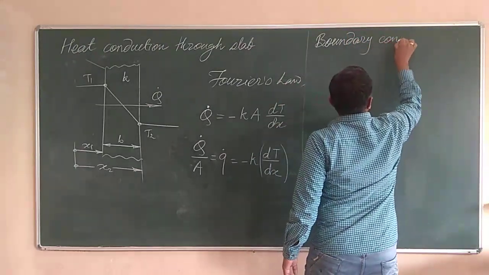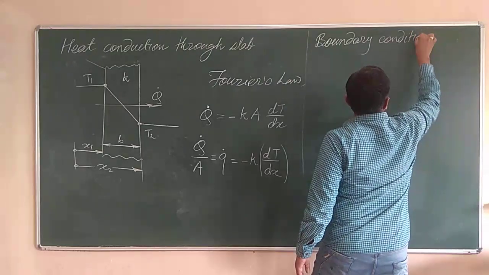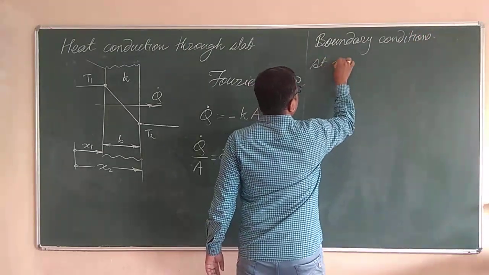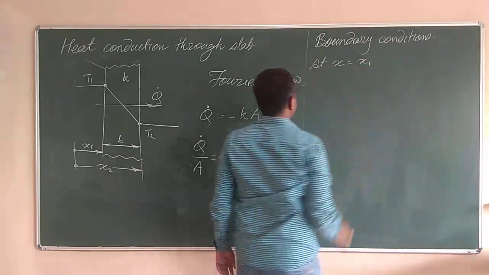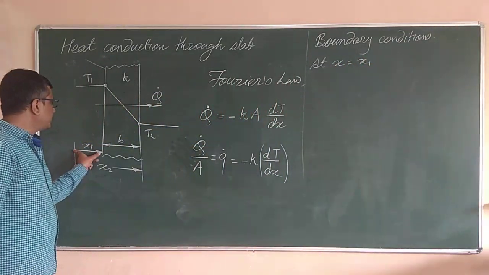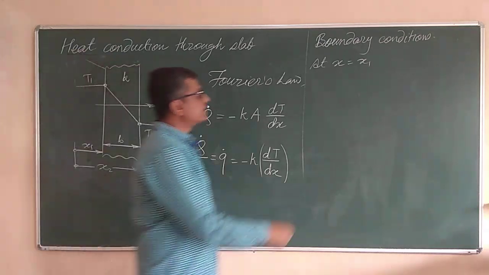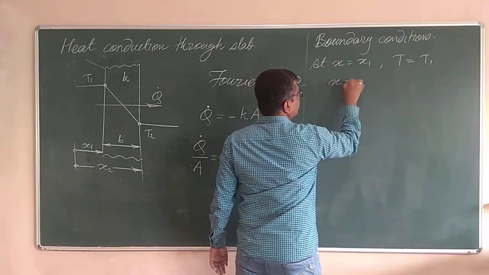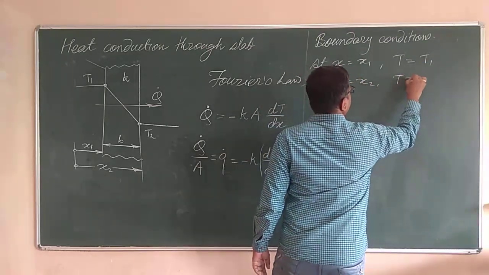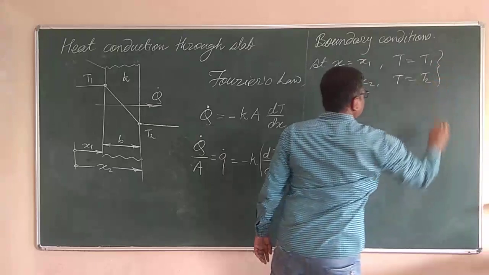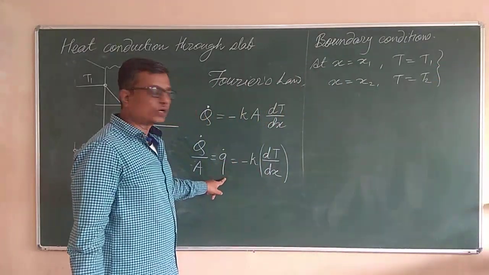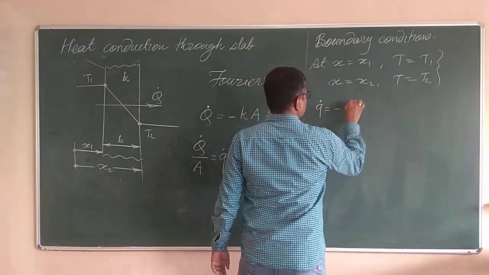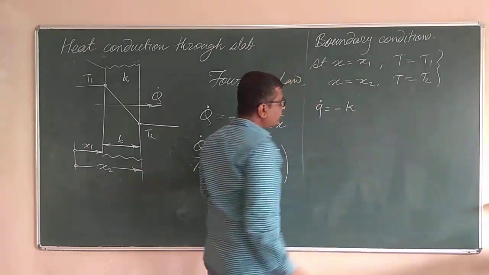The boundary conditions are: at x equal to x1, temperature T is equal to T1, and at x equal to x2, temperature T is equal to T2. Just put these two conditions into this equation. What you will get is q dot equal to minus K into dT.